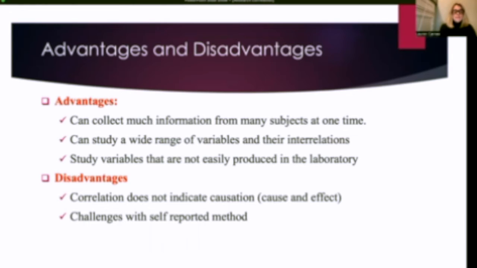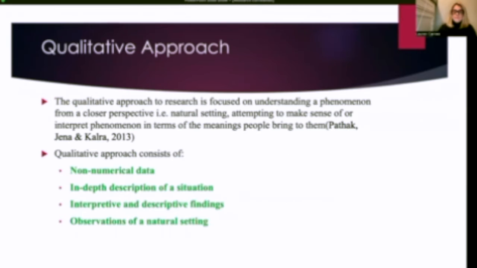Some disadvantages: correlation studies do not indicate causation, cause and effect. Correlational research is only available to study within the two variables being explored, and it is unable to identify which variable has the most influence. The variables are interacting with one another. There are also challenges with self-reported methods. If we also want to know about cause, we'll want to do an experiment.